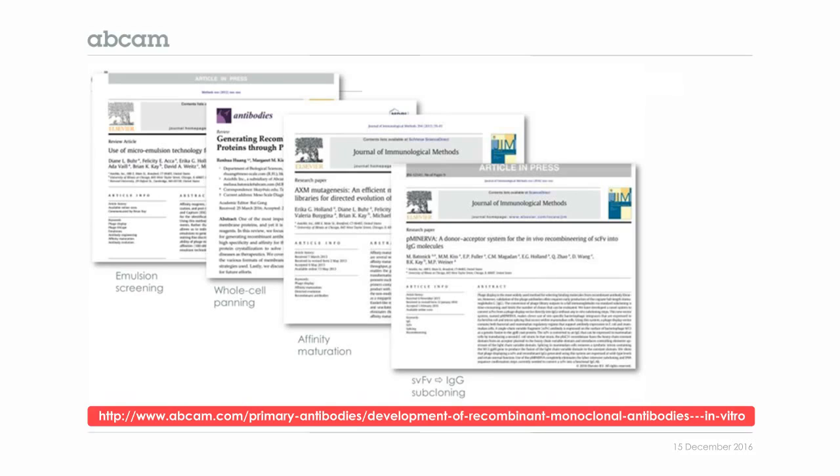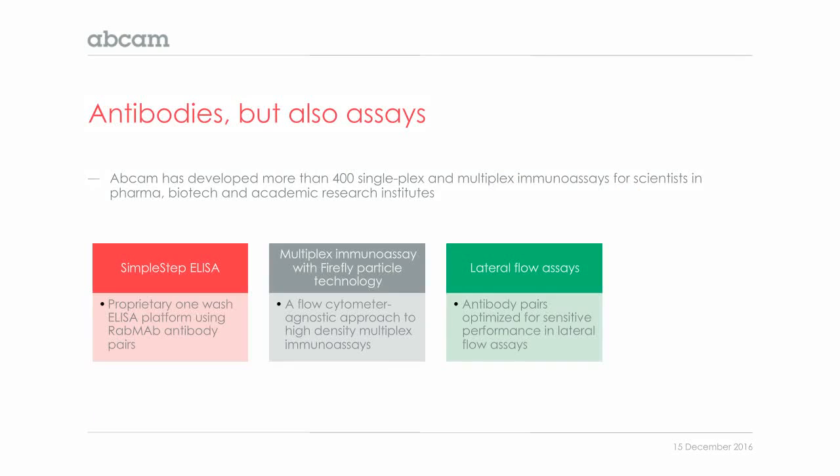So in summary, the Axiomx phage display platform is a versatile method for rapid phage display antibody development. It is fast and effective and applicable to broad uses in life science research. So using recombinant antibodies, Abcam continues to improve antibody-based assays. And we have developed a number of singleplex and multiplex assays using recombinant antibodies.